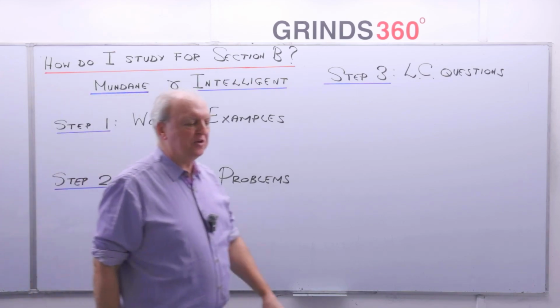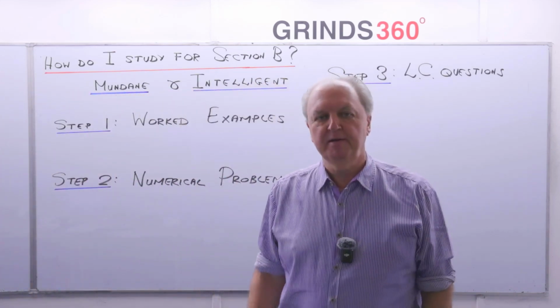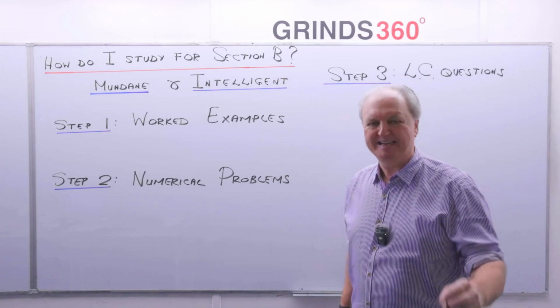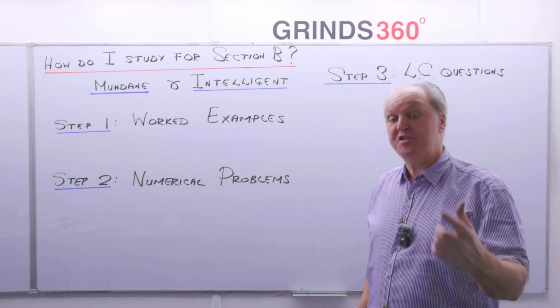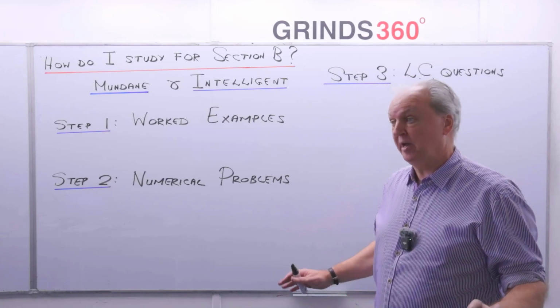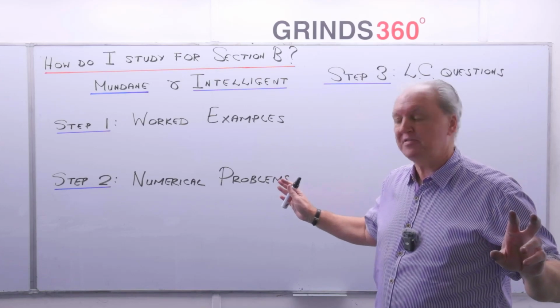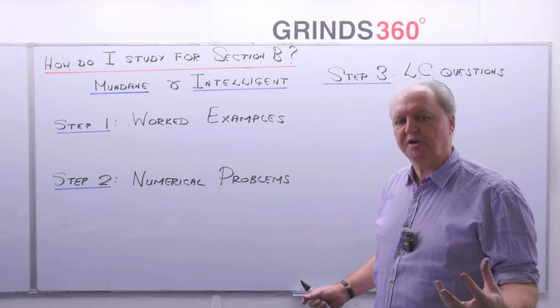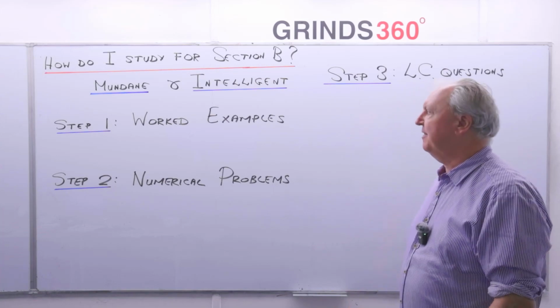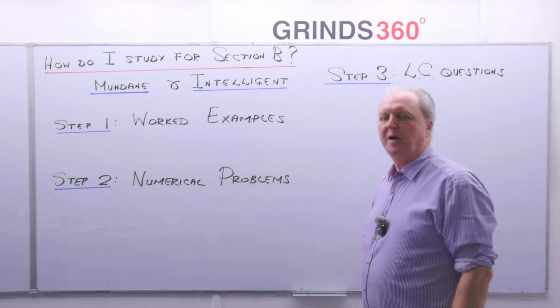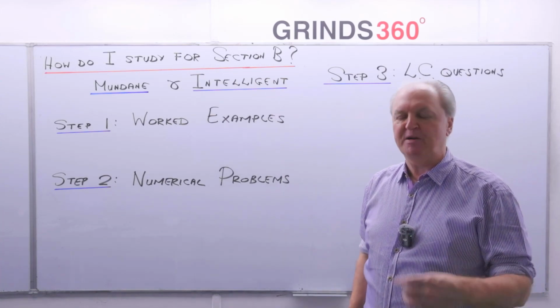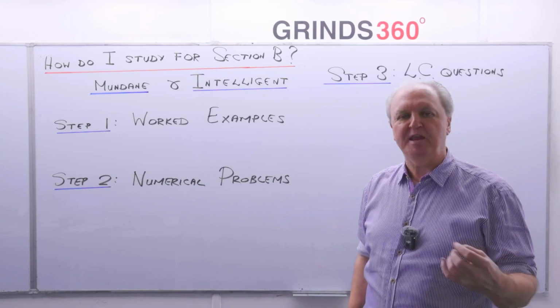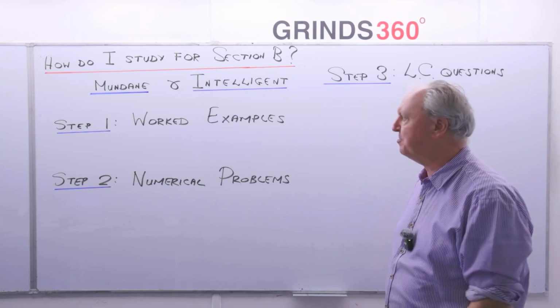So how do I study for Section B? We've talked about the mundane. It's a right pain, but you have to do it. Some students say, I'm above all that. I want to do all the intelligent stuff with my calculator, but if you want to get your H1, you have to do it. Then the intelligent. Well, this is far more interesting. This is about using your calculator and doing nice problems and questions.